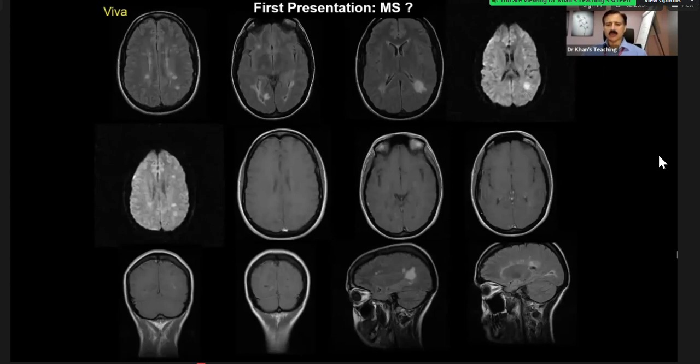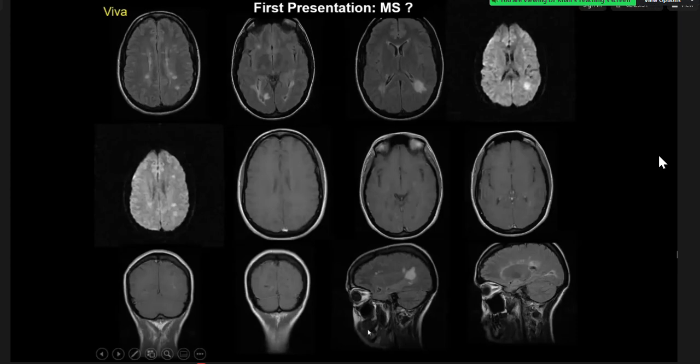Can this be MS? Can you diagnose it as MS? Confirm it. First presentation. I don't think there's enough information. We have got some periventricular lesions, but I can't see any cortical lesions or infratentorial lesions. And if we don't have any previous imaging for comparison, I think it wouldn't be enough to diagnose MS, so probably needs further imaging to see if there are any new white matter changes.